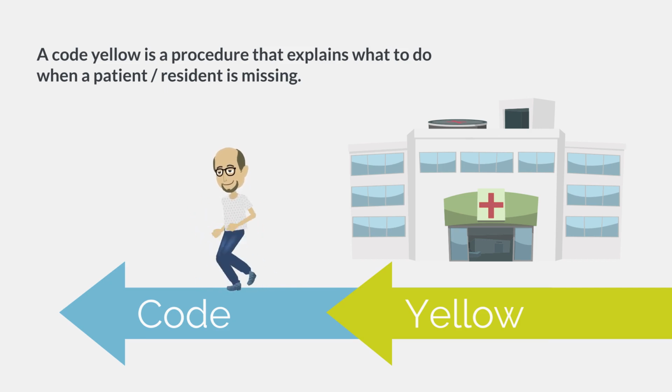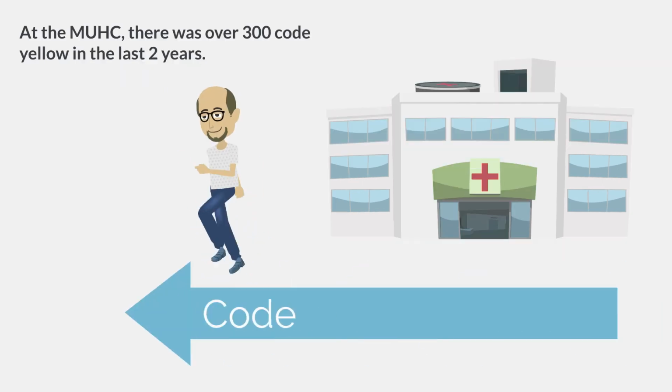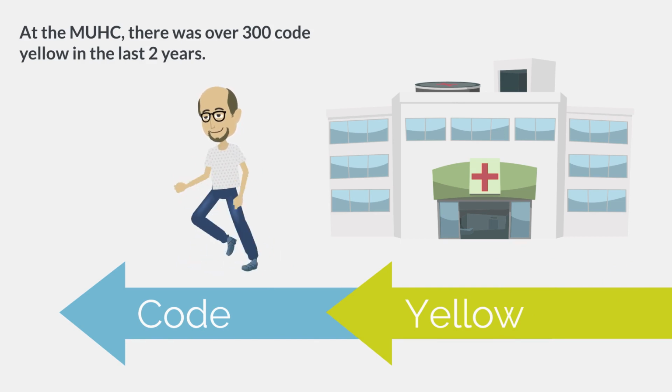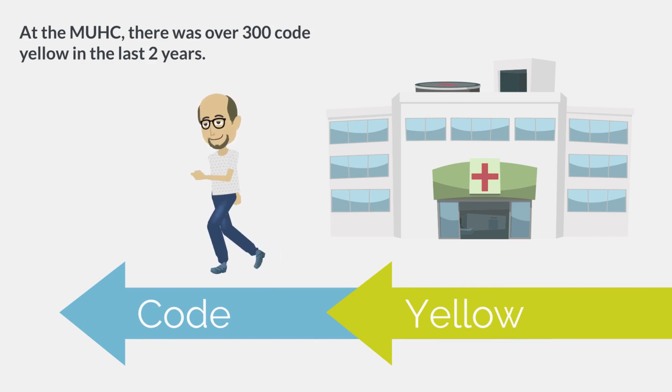A code yellow refers to the procedure to put in place when a patient has gone missing. We all have a role to play in preventing and reducing the number of code yellows that occur within our institution.